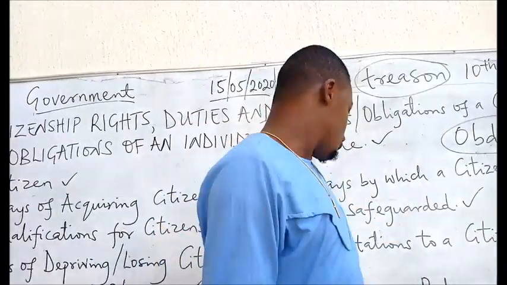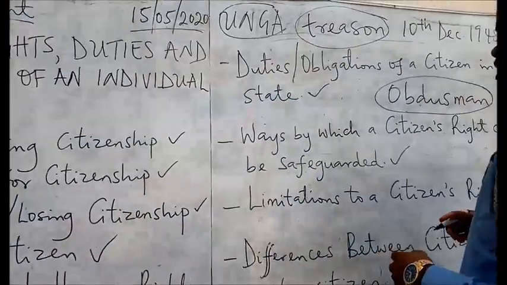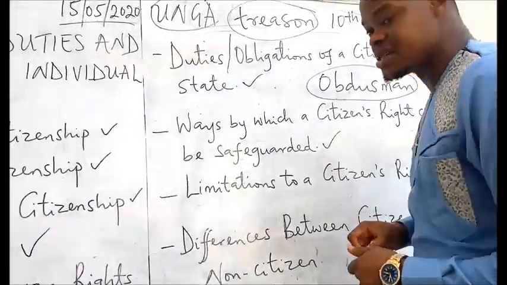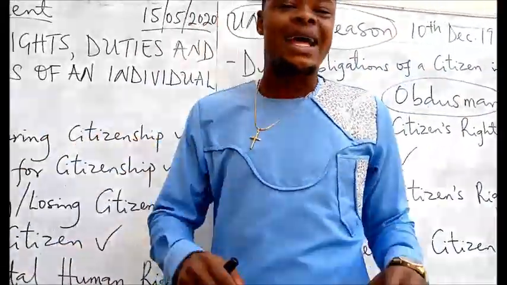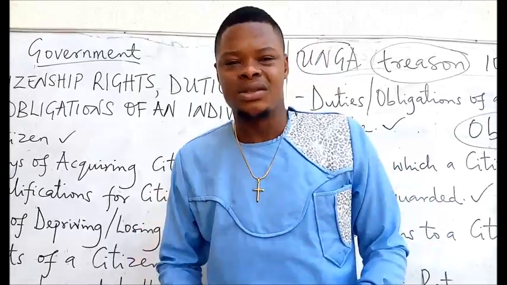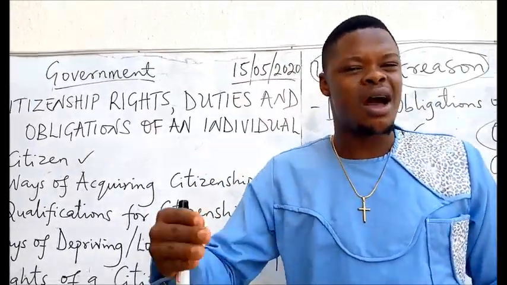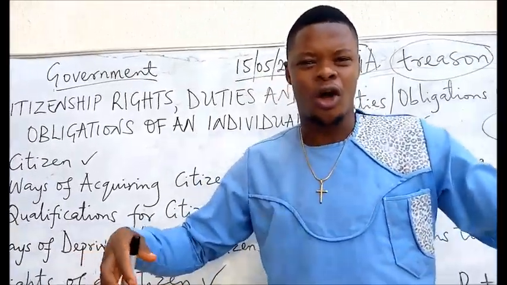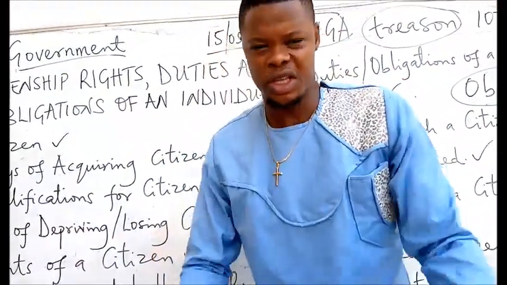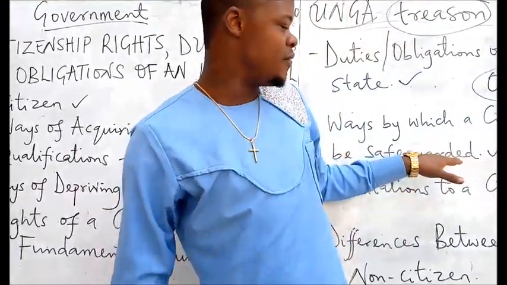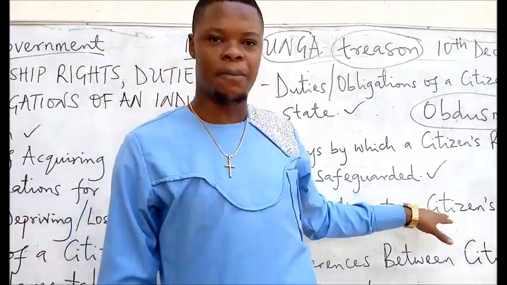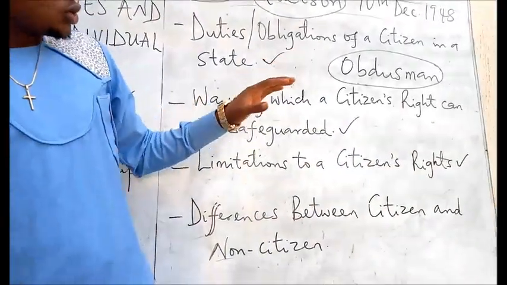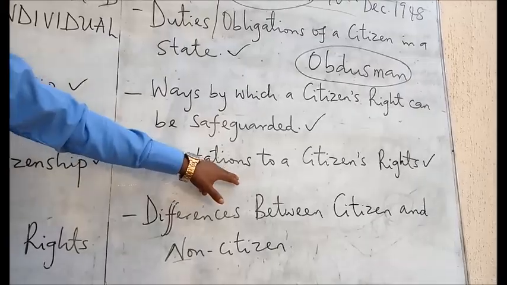Then we look at limitations to a citizen's rights. What are those things that can make a person lose his or her rights to some extent, not have full access to his or her rights anymore? This is a very, very recurrent exam question, so pay great attention here. So limitations to a citizen's right.